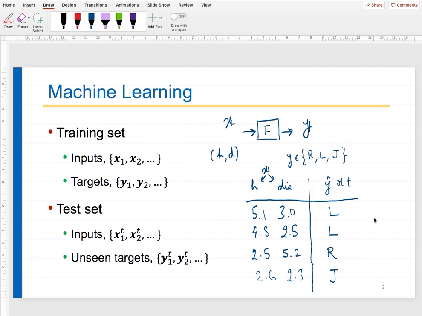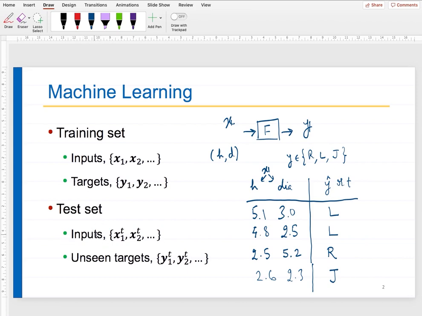Whenever I give a rose, it actually predicts the rose, right? But that is not sufficient, because the users who will be using your model will be bringing in new flowers, a different kind of rose, a different kind of lotus, whose height will not be exactly 5.1, 3.0, but will be something else, maybe something around this. So I need to test my model on some unseen data, which I have not seen before while training. That is called the test set or the test data.